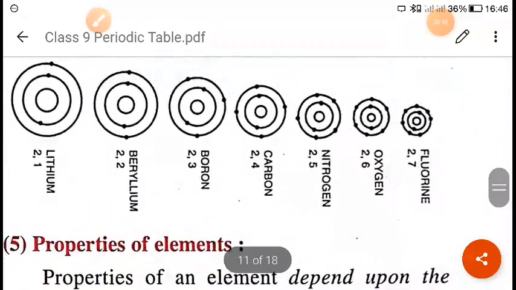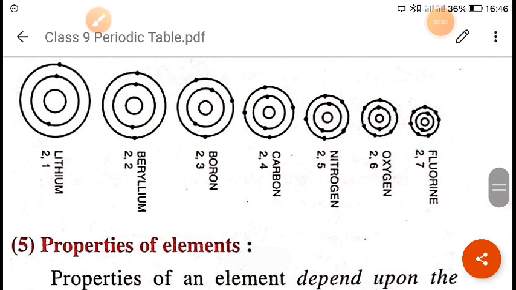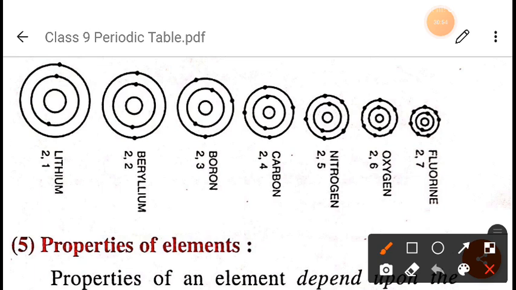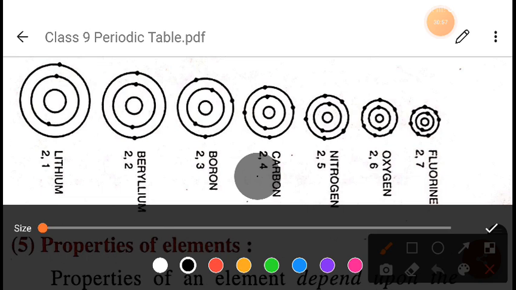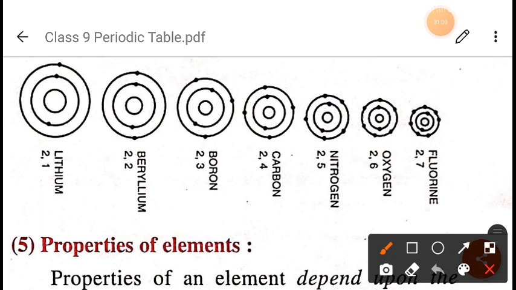As you can see what is happening here, this is the nucleus, and this is the nucleus here, and here, right?